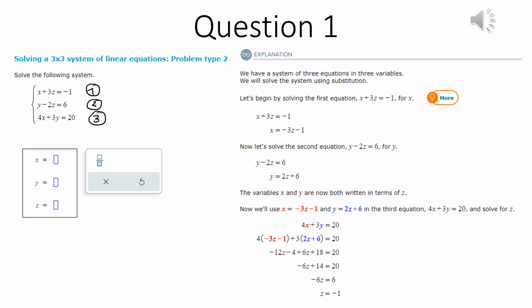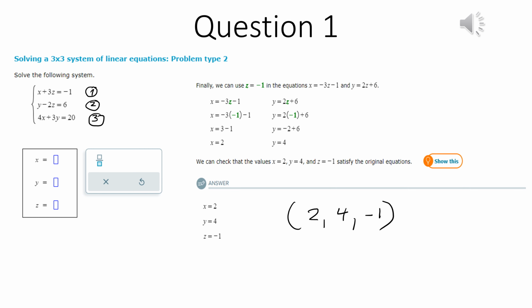Okay, now we get one equation with only one unknown and solve for z. And the answer is -1. Cool. Well, the rest is easy. When you have the z value of -1 in your hand, just plug the z value into equation 1 and equation 2, and you get x equal 2 and y equal 4. Therefore, the solution is the ordered triple x equal 2, y equal 4, and z equal -1.